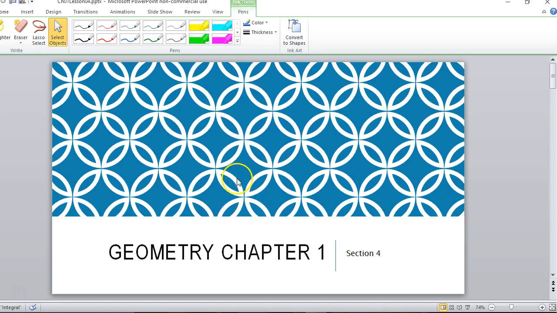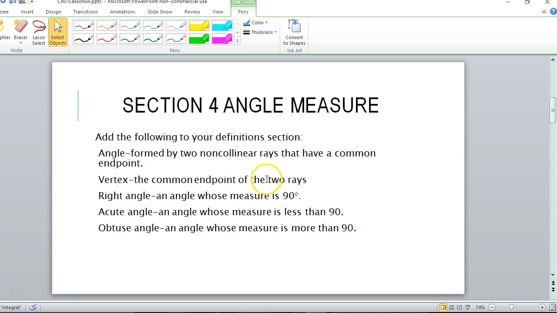Hi guys, welcome back. We are going to talk about Chapter 1, Section 4, angle measure today. So hope you are ready to take some great notes and work some examples. Here we go. This is Section 4 of Chapter 1.